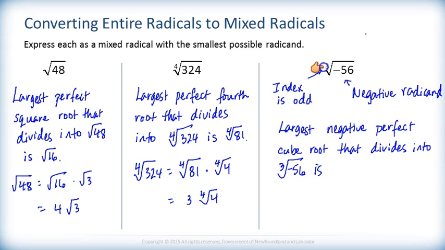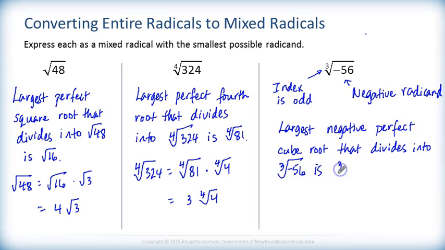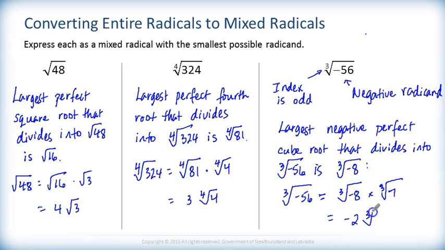For this next one, we note that the index is odd. It's a cube root. And we have a radicand that's negative. So we look for the largest negative perfect cube root that divides into the cube root of negative 56. Let's go back and have a look at the cube roots. The largest negative perfect cube root that would divide into negative 56 would be negative 8. So we will express the cube root of -56 as the cube root of -8 times the cube root of +7, and that gives us -2 cube root of 7.